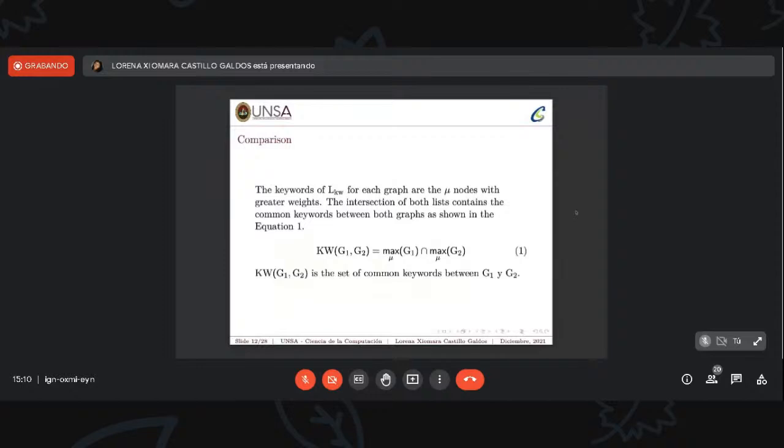As I mentioned before, here's the comparison step, and the keywords for each graph are the nodes with greater weights, and the intersection of both lists contains the common keywords between both graphs, as shown in the next equation.